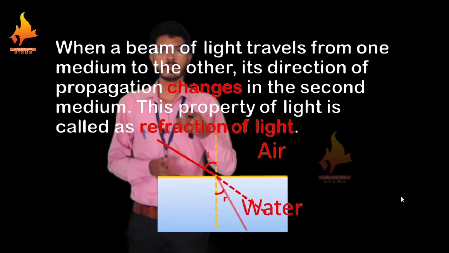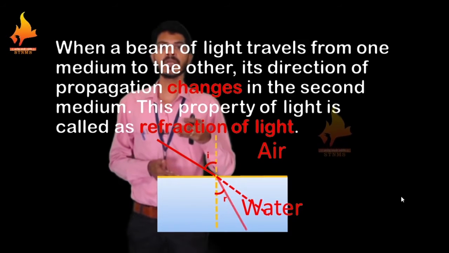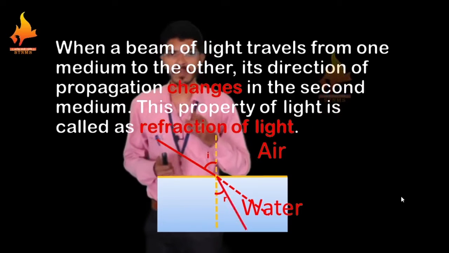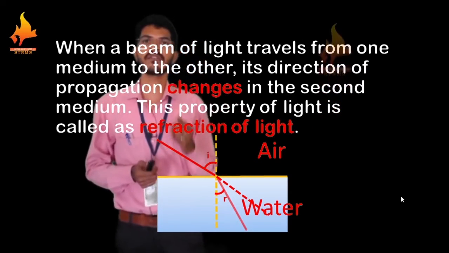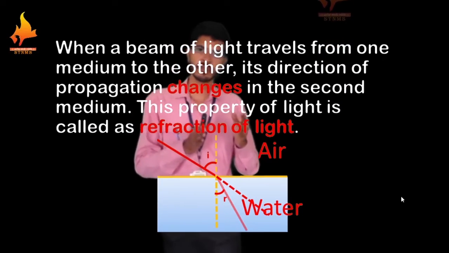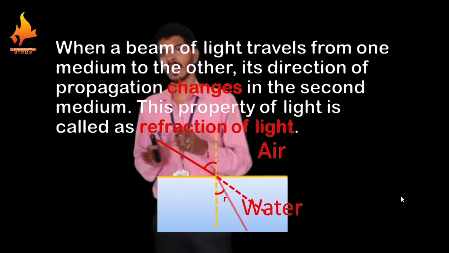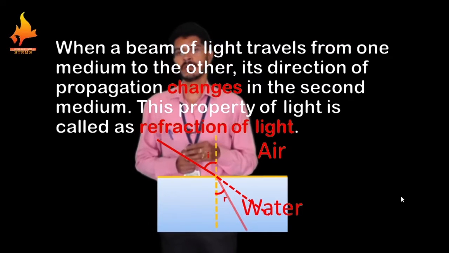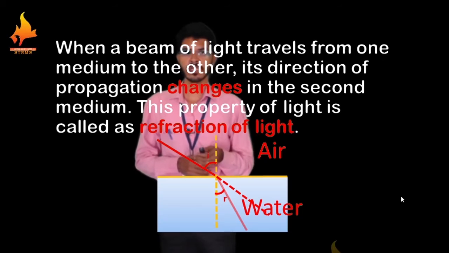Because the speed of light depends on a phenomenon called the speed of light. The speed of light is different in different media. The speed of light in water, the speed of light in air, and the speed of light in a solid differ. So we'll try to understand that.